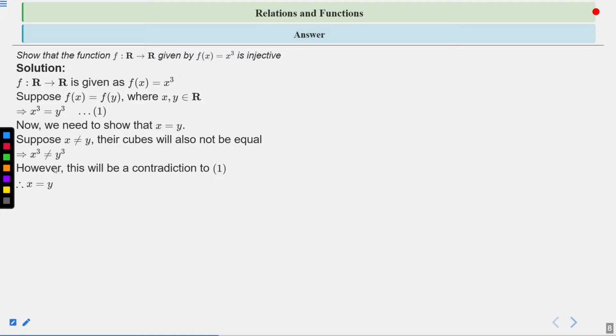Therefore, this contradicts the fact that x cube is equal to y cube. So x cube not equal to y cube coming out is contradicting the fact that x cube is equal to y cube, right? So we can say that x will be equal to y. Our assumption was wrong. So we can say that x is equal to y. Got it? Hence the function f is injective or 1-1, right? Okay. Let us move to the next question.